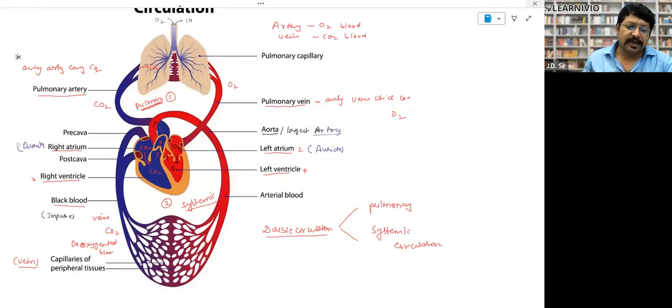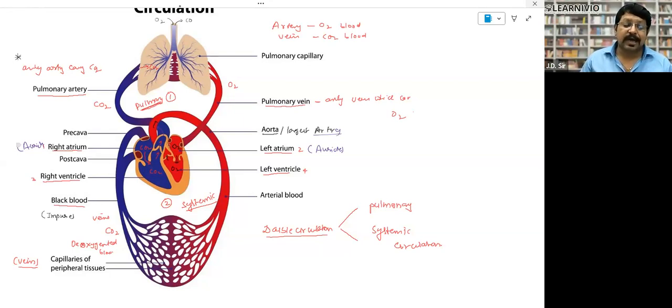From the left ventricle, it is sent to the rest of the body, and the artery which supplies this oxygenated blood to the tissues is called the aorta. Aorta is the largest artery. Aorta supplies oxygenated blood to the rest of the body, and this is called double circulation. Why? Because there are two cycles. The first cycle is between the heart and the lungs. This is called the pulmonary cycle, because the term pulmonus means lungs. So the blood circulates between the heart and the lungs.